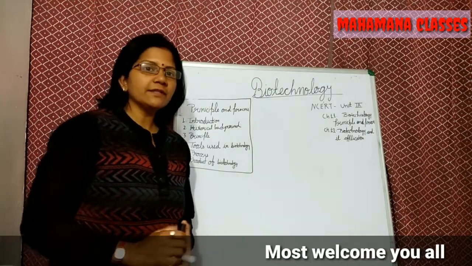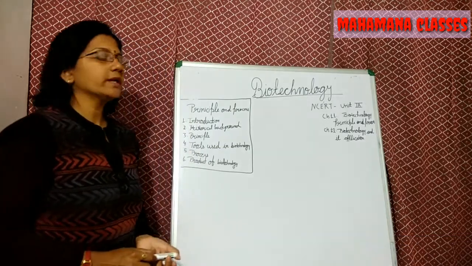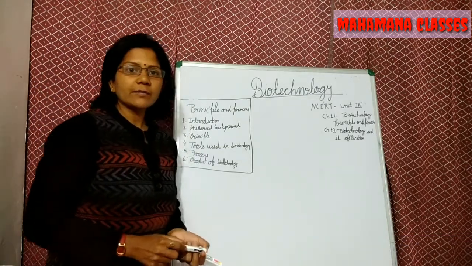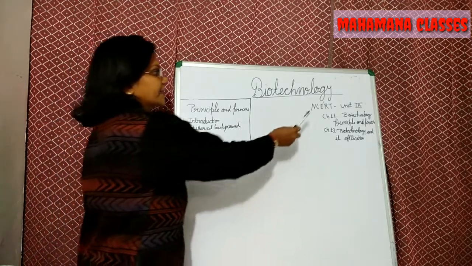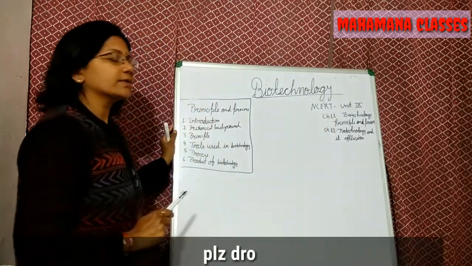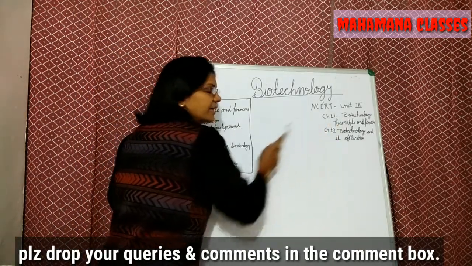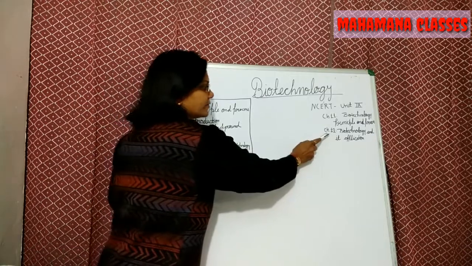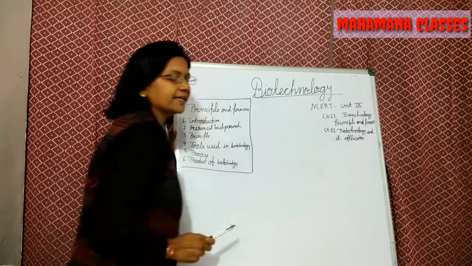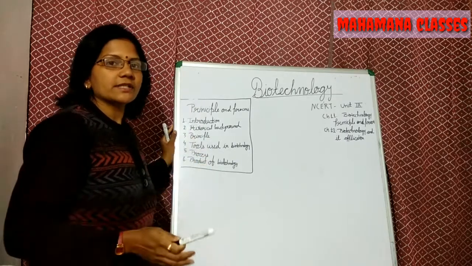Today we will deal with the topic of biotechnology. It is very important from the board examination point of view, and it is from NCERT Unit 9. This Unit 9 includes two chapters, Chapter 11 Biotechnology: Principles and Processes, and Chapter 12 Biotechnology and its Applications. We will deal with all these chapters step by step.